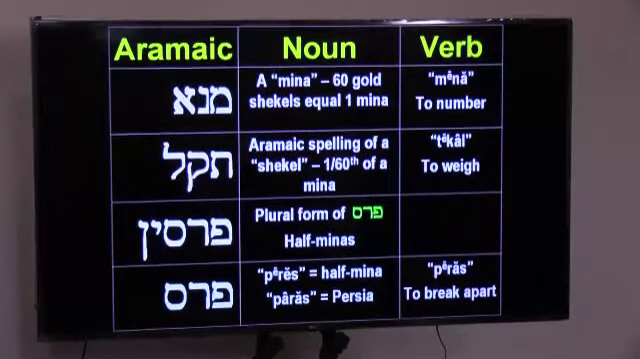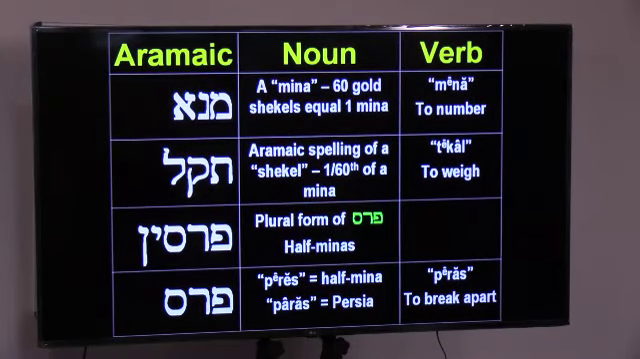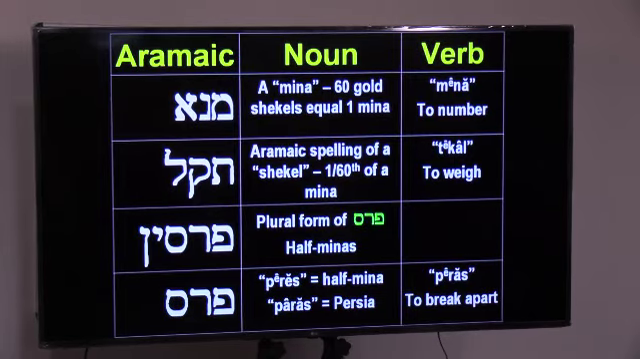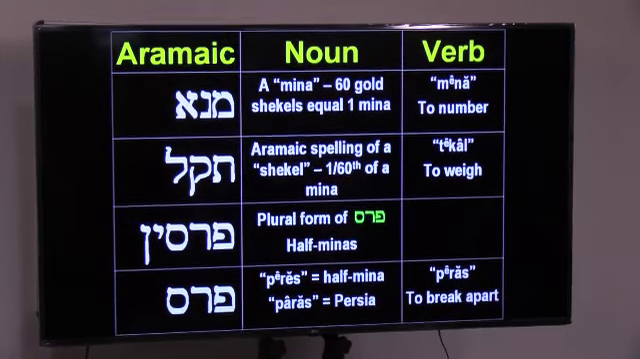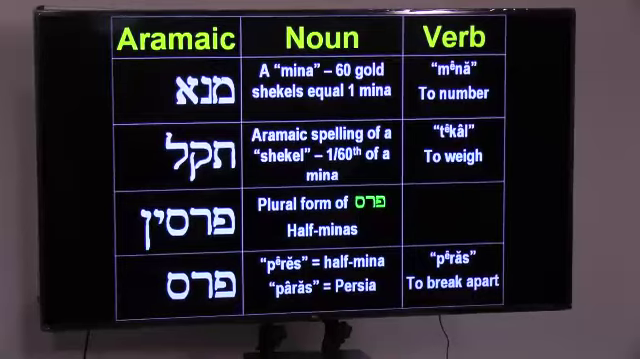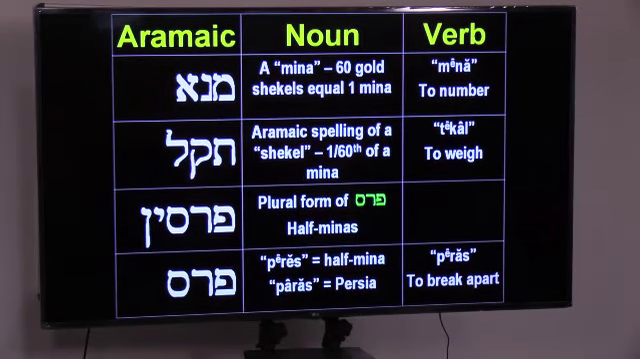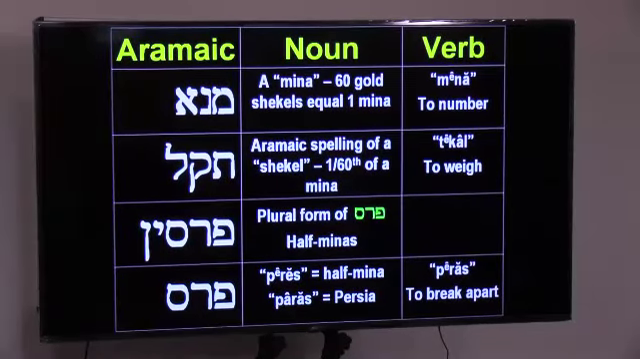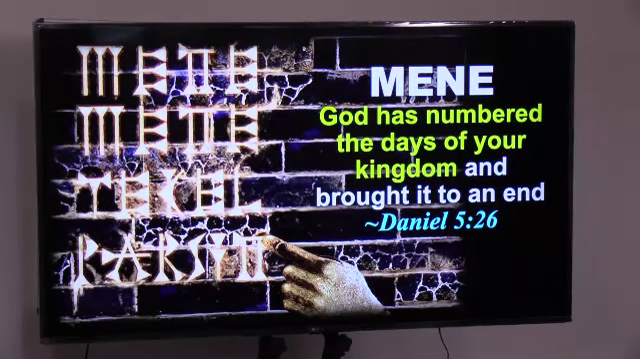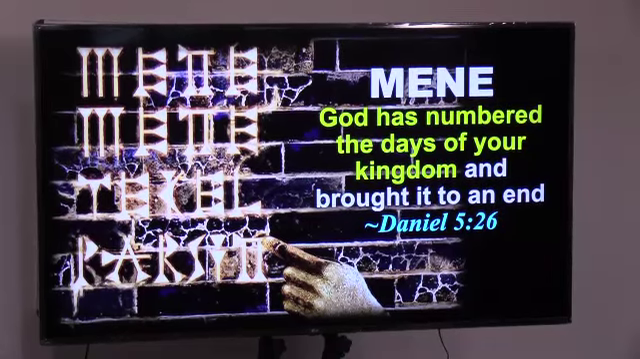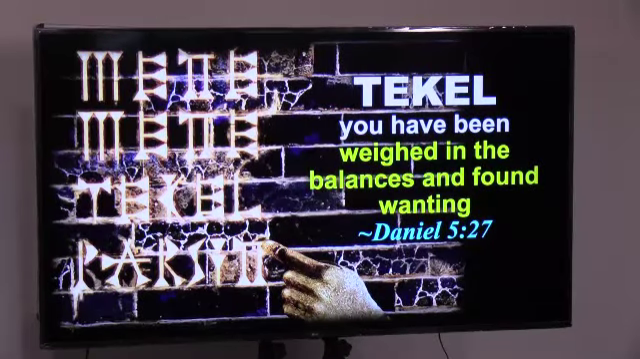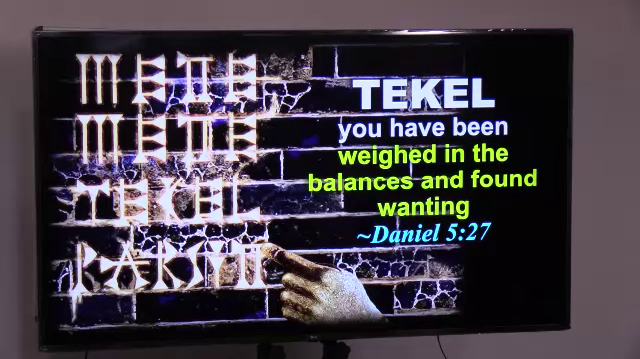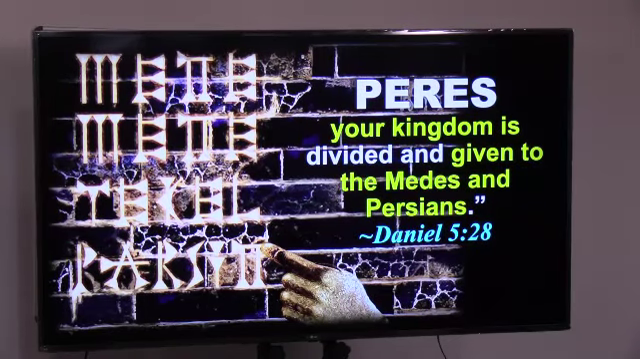If you're interested, this is the Aramaic version of the writings on the wall. And these are the descriptions. Mene or mina are 60 shekels. Okay, mene, mene, tekel or shekel, to weigh, okay? And then to break down is the last part. So mene says, God has numbered the days of your kingdom and brought it to an end. Tekel, you have been weighed in the balances and found wanting. And Peres, your kingdom is divided and given to the Medes and Persians.